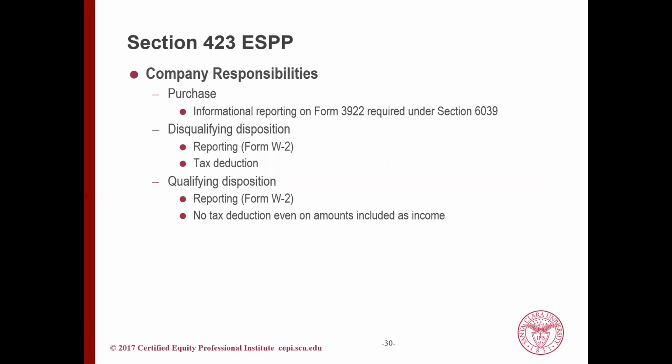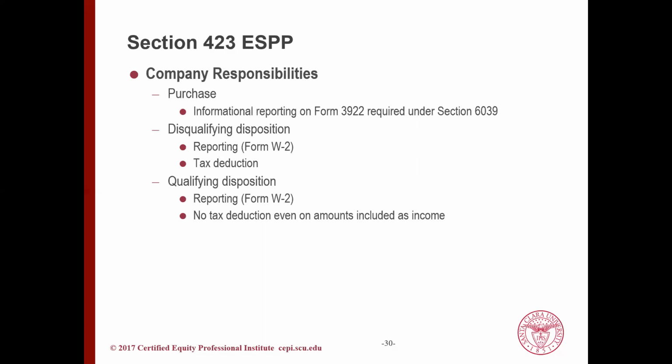Now we look at the company responsibilities for Section 423 ESPP. At the purchase date, the company has an obligation to do informational reporting on Form 3922, which is required under Section 6039. For a disqualifying disposition that does not meet the holding periods that were discussed, the company has reporting obligations for the income element on Form W-2 and would receive a tax deduction for the amount included on Form W-2.